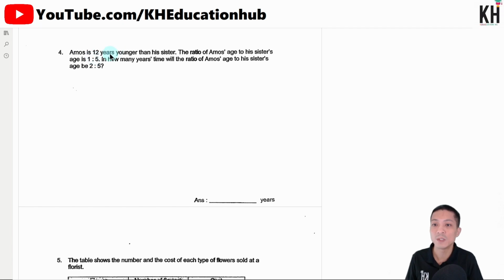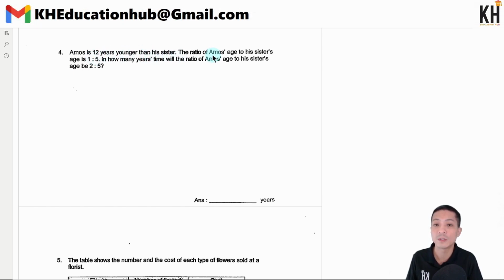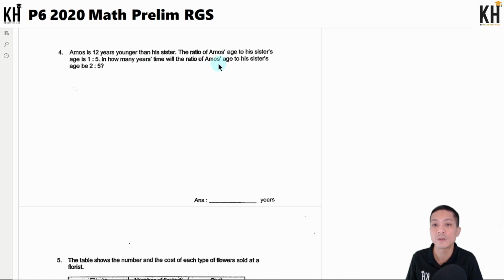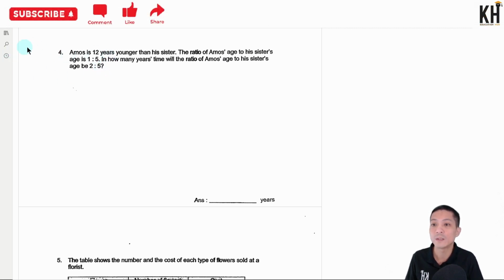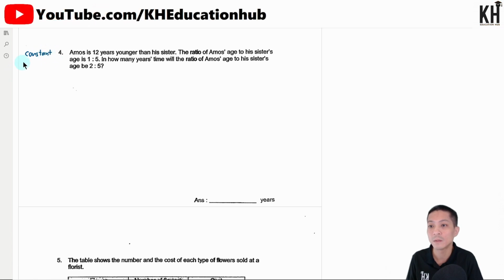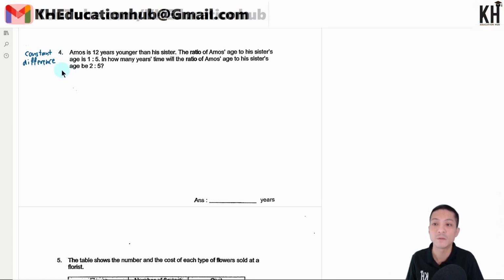Question 4. Amos is 12 years younger than his sister. The ratio of Amos' age to his sister's age is 1 to 5. Okay, in how many years' time will the ratio of Amos' age to his sister's age be 2:3? Okay, so in any age-related question, remember the age difference between two persons will never change. So this is actually a constant difference type of question, okay? Or some teachers might call it difference unchanged. Doesn't matter. Okay, it's all the same.